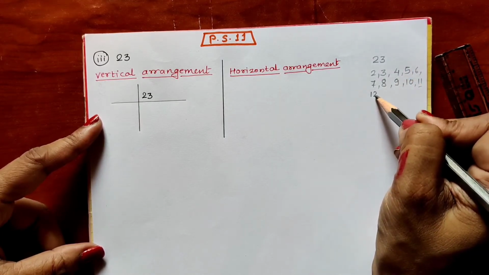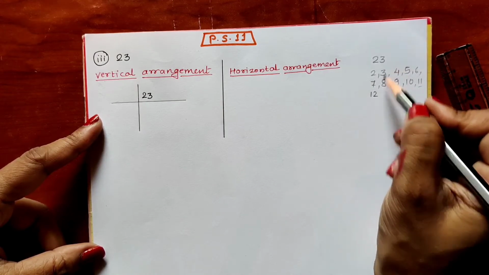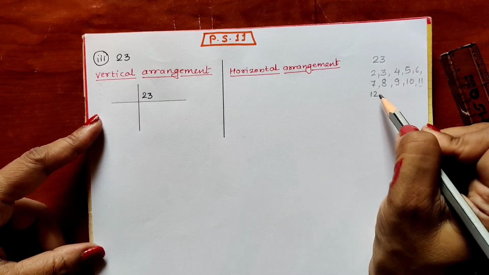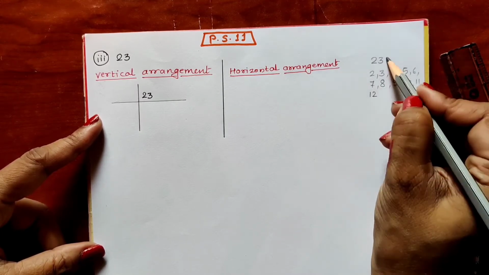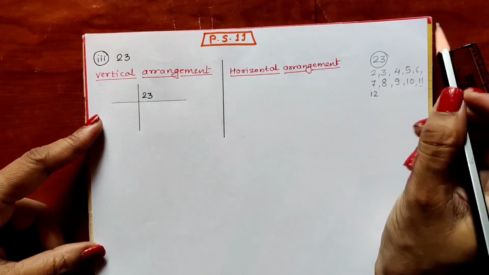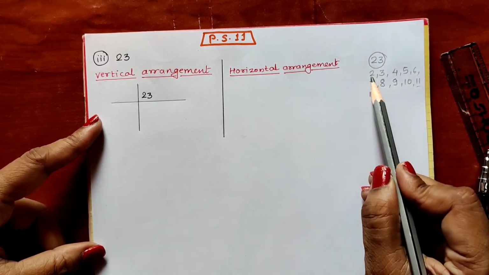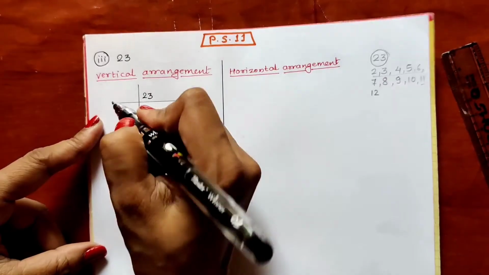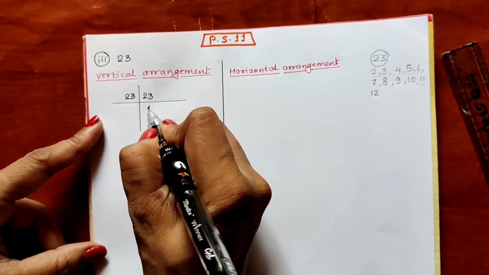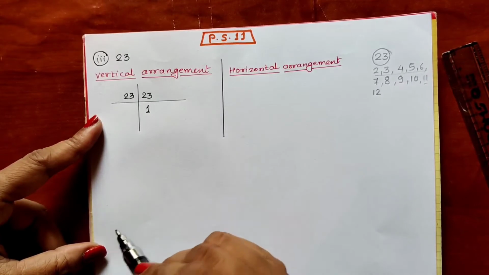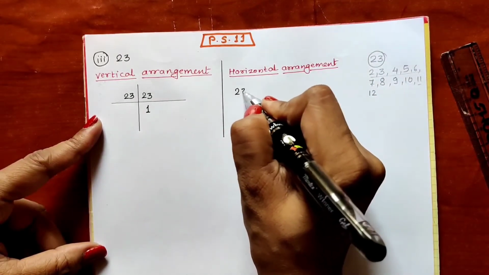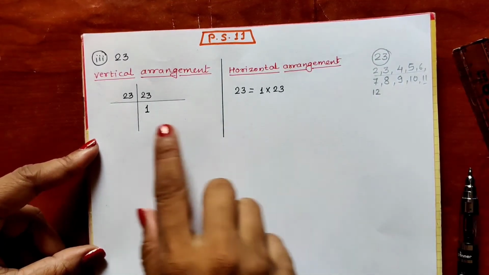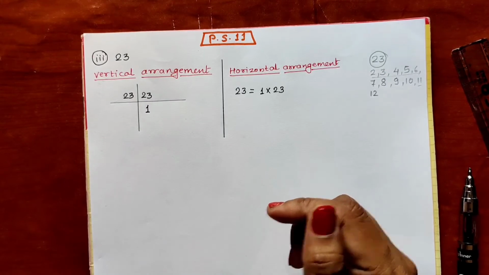So that means what? Immediately next number is bigger than 23. That means it is not there in the table of 11, 12 till 22. Directly it is there in the table of 23. 23 ones are 23. It is not there in any other table except 1 and 23. So 23 is divisible by 23 only. 23 ones are 23. In this way we have to write in the vertical arrangement, and in horizontal arrangement we write it as 23 is equal to 1 into 23. So the answer also we will write 23 is equal to 1 into 23.